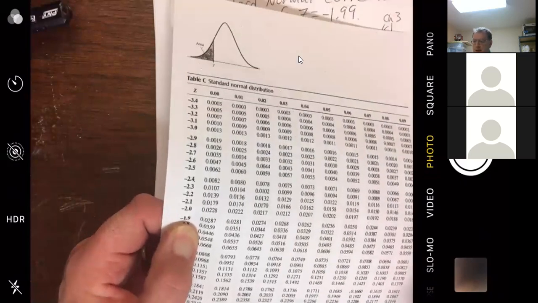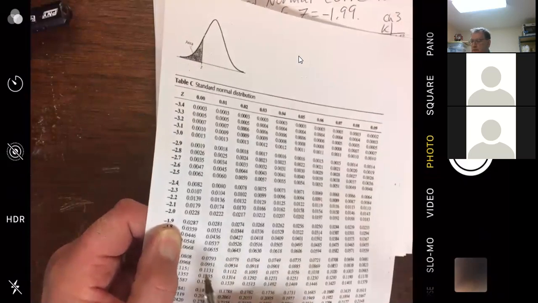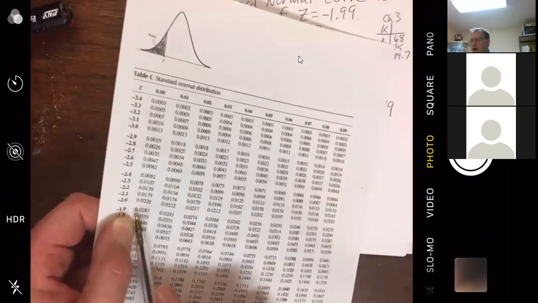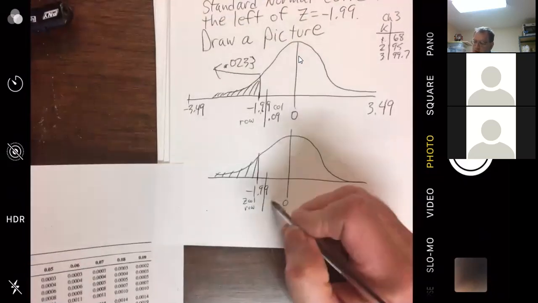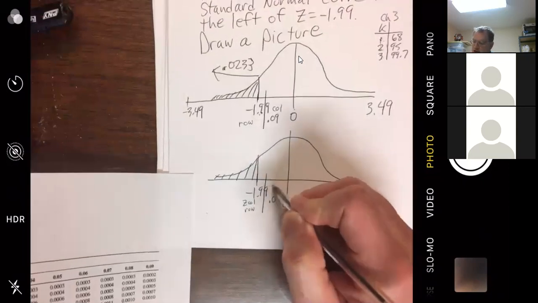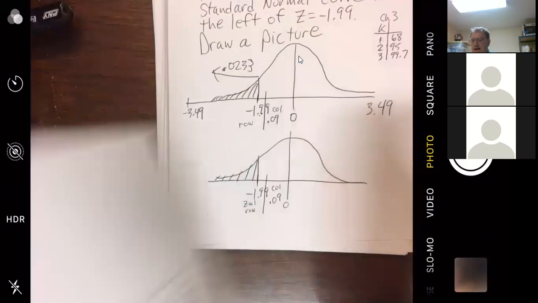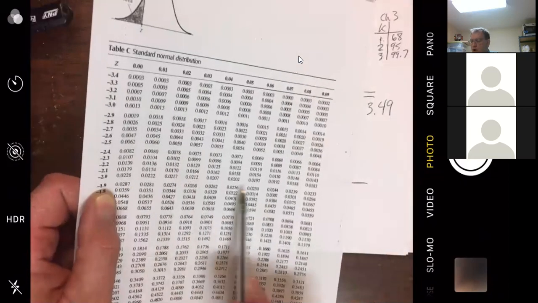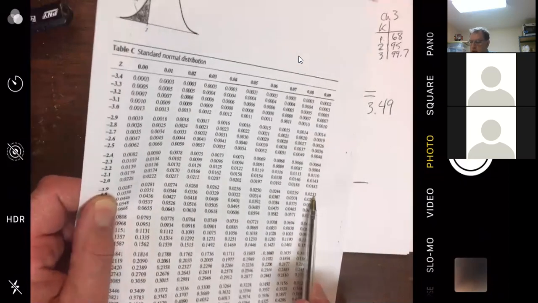I've seen it, but how do you get the 0.0233? This number over here is read 0.09 because it's in the hundredths place. It's your column. So if I go along that row, lift it up so you can see it better. See, it's in the 09 column. Does that help?